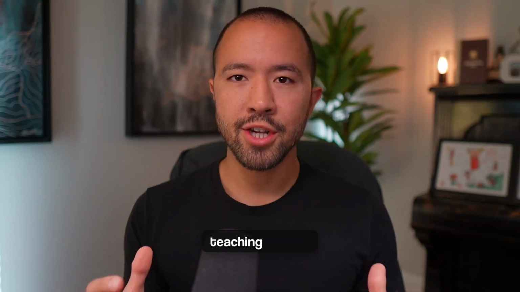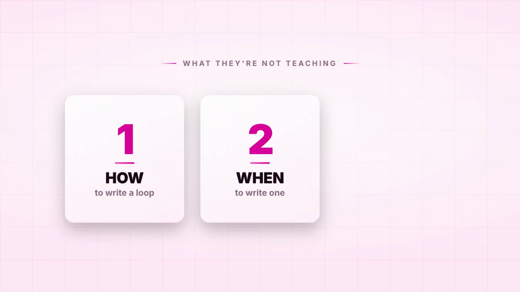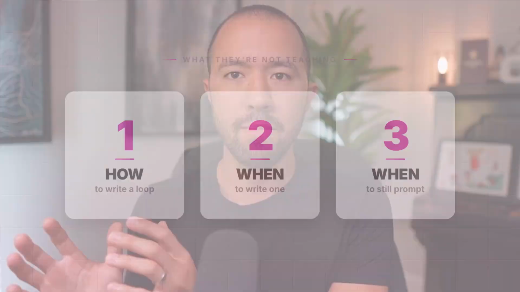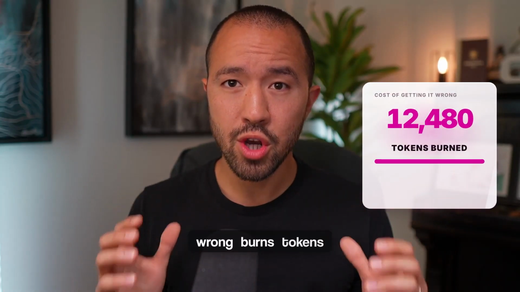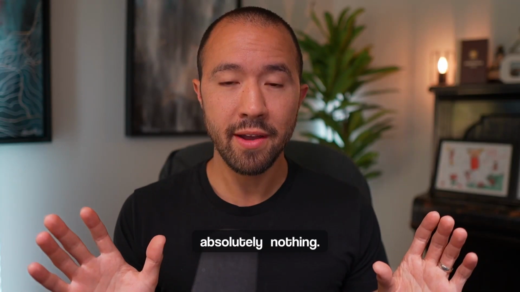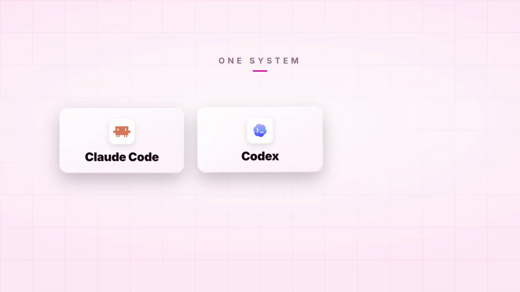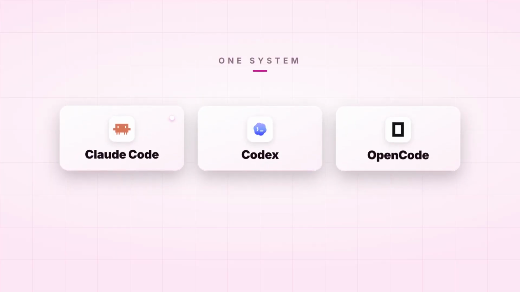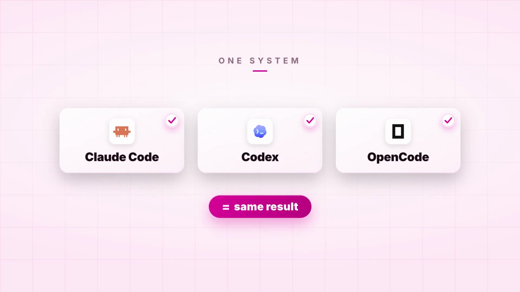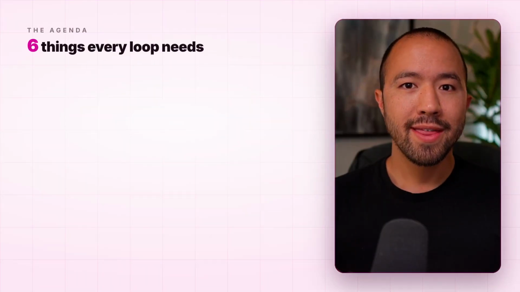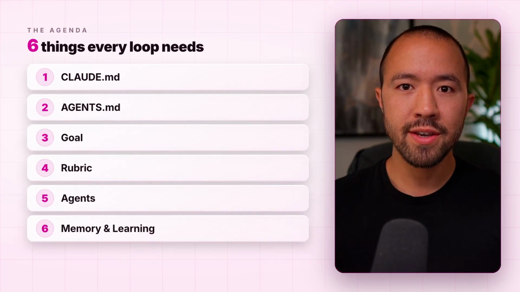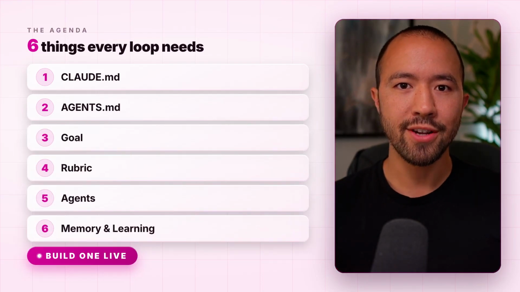What they're not teaching you is the difference between how to write a loop and when to write one, and when to still use prompts. And getting that wrong burns tokens for absolutely nothing. I've run this exact system across Claude Code, Codex, and OpenCode, and I get the same results every single time. So today, the 6 things every loop needs, then I build one live from scratch so you can copy it today. Let's go.